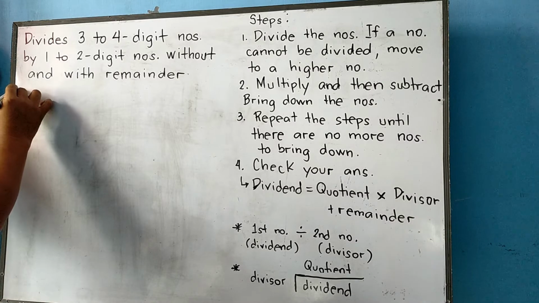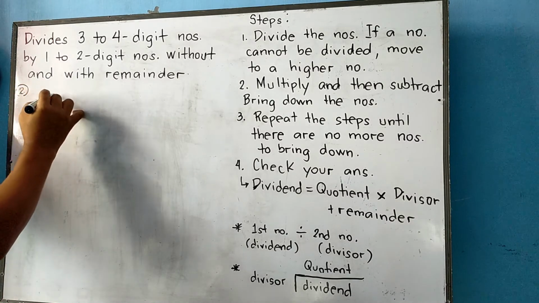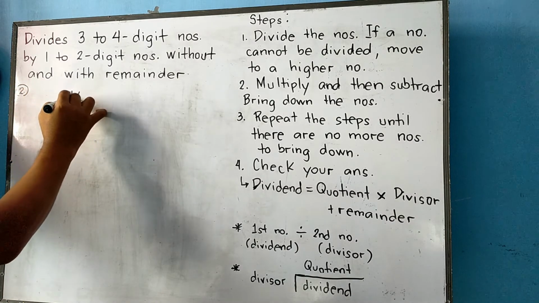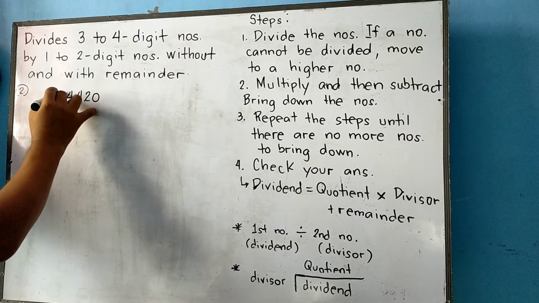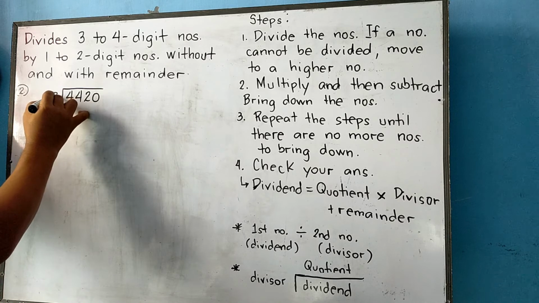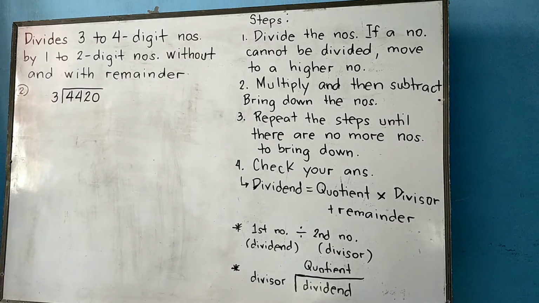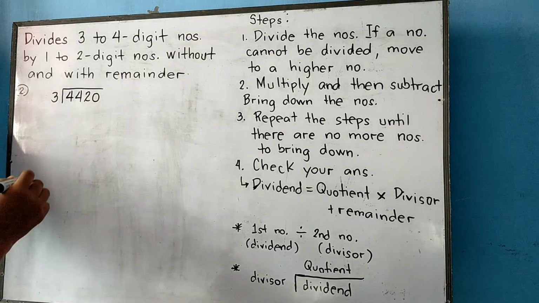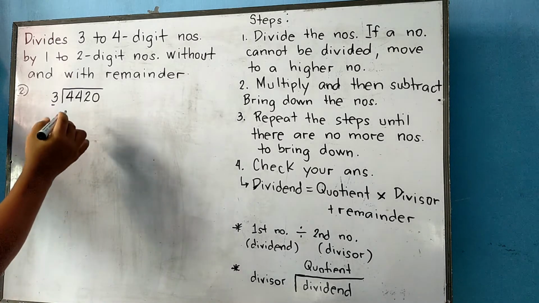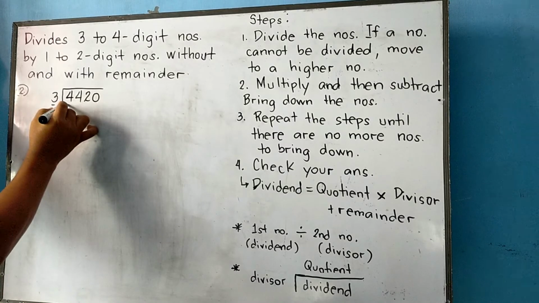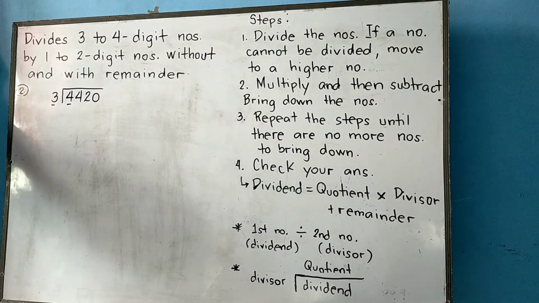Example number 2. Suppose you have 4,420 divided by 3. What is the quotient? Since your divisor is a one-digit number, titingin ka ulit sa dividend ng one-digit number.